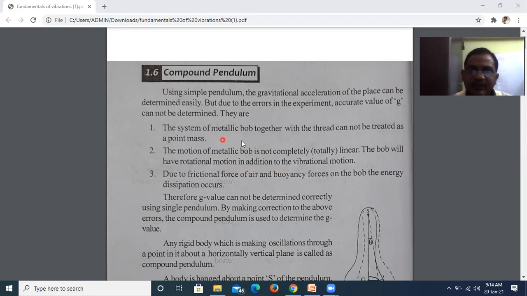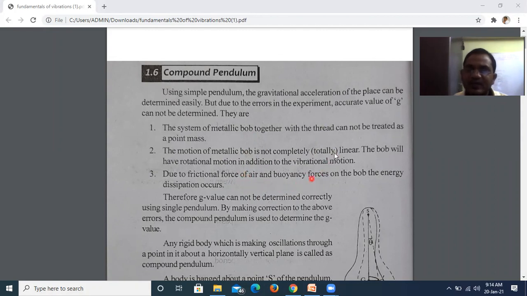కారణం ఏంటంటే, నెంబర్ 1, ఇక్కడ పాయింట్ మాస్ అని తీసుకుంటాం, కానీ యాక్చువల్గా ఇక్కడ మనం సస్పెండ్ చేసినటువంటి బాబ్కి పాయింట్ మాస్ ఉంటుంది, అలాగే థ్రెడ్ కూడా ఎంతో కొంత మాస్ ఉంటుంది. లీనియర్ మోషన్, ద బాబ్ మోషన్, మెటాలిక్ బాబ్ మోషన్ లీనియర్ మోషన్ అని తీసుకుంటాం. యాక్చువల్గా వైబ్రేషనల్ మోషన్తో పాటు సమ్వాట్ రొటేషనల్ మోషన్ ఉంటుంది. నెక్స్ట్, దేర్ వి నెగ్లెక్ట్ ద ఫ్రిక్షనల్ ఫోర్స్ ఆఫ్ ఎయిర్ అండ్ బయోఎన్సీ ఫోర్సెస్. కాబట్టి డెఫినెట్గా దానికి ఎనర్జీ అనేది గ్రాడ్యువల్గా డిక్రీజ్ అవుతూ ఉంటుంది.